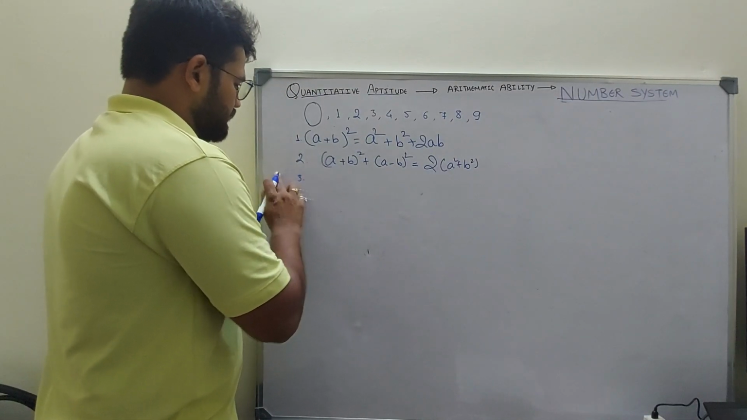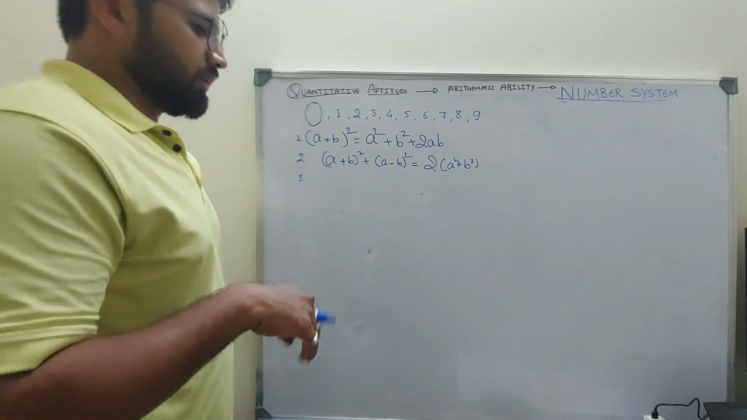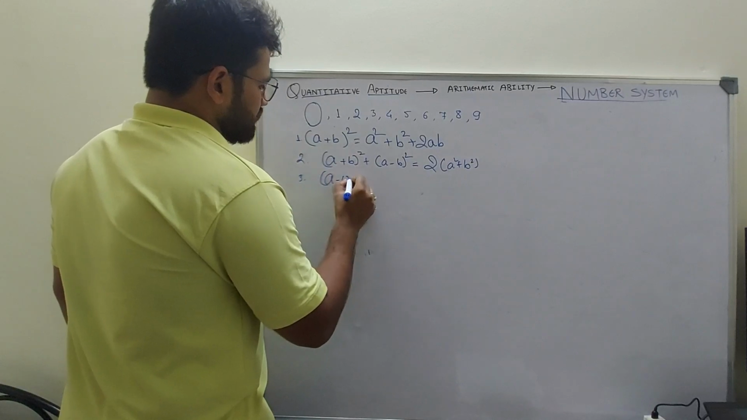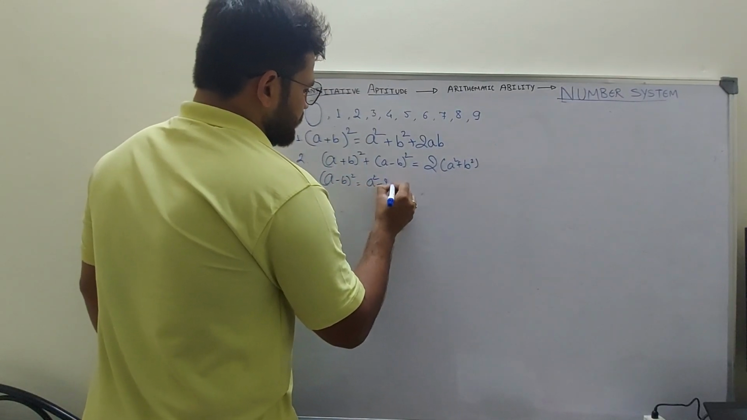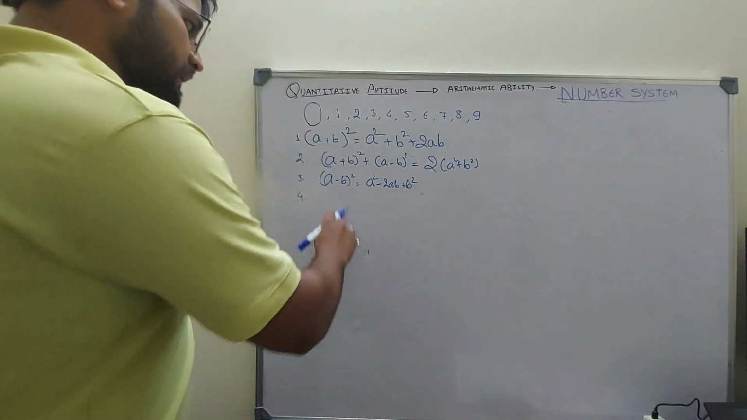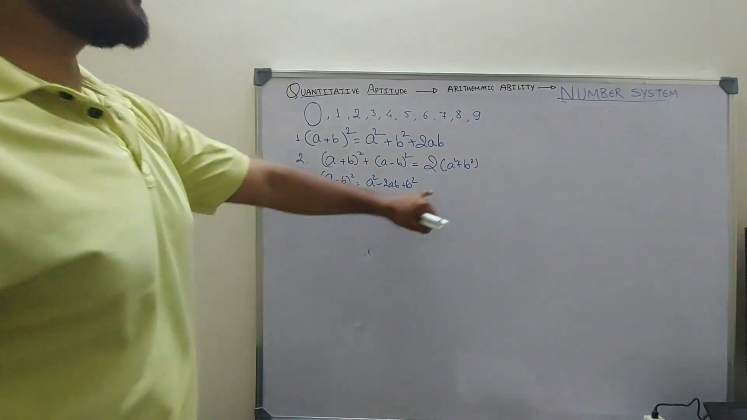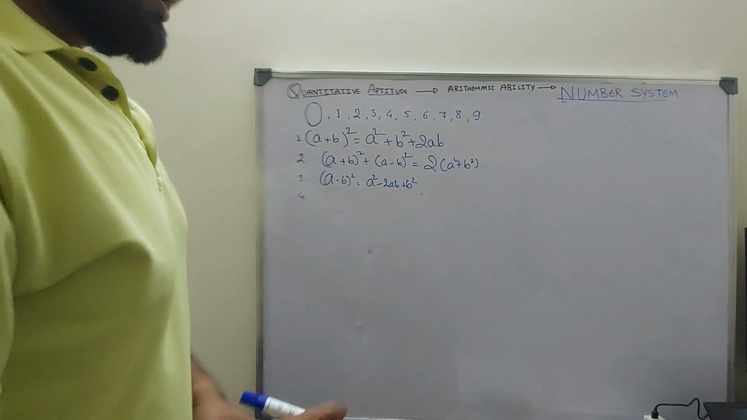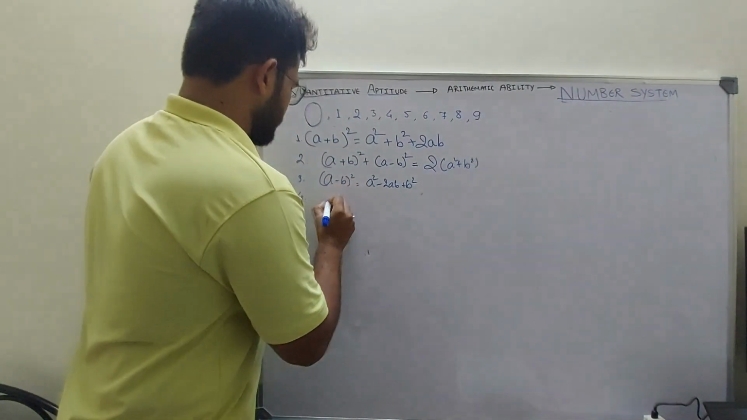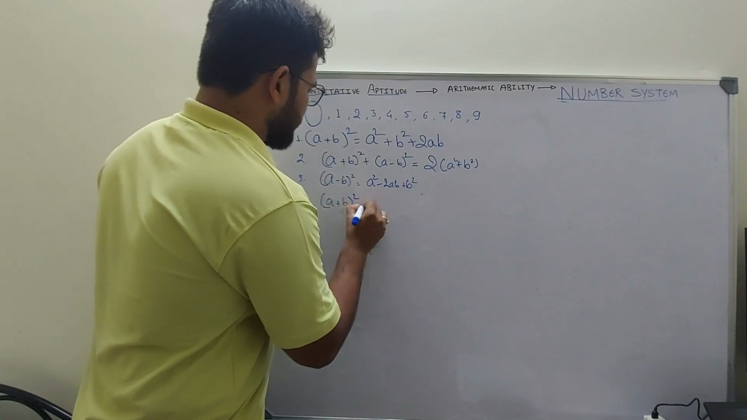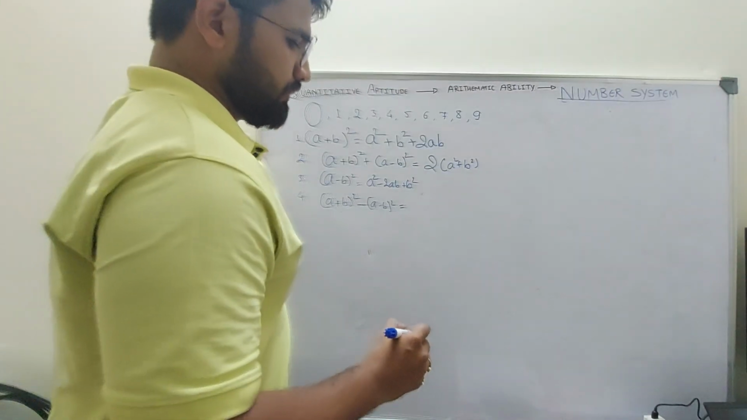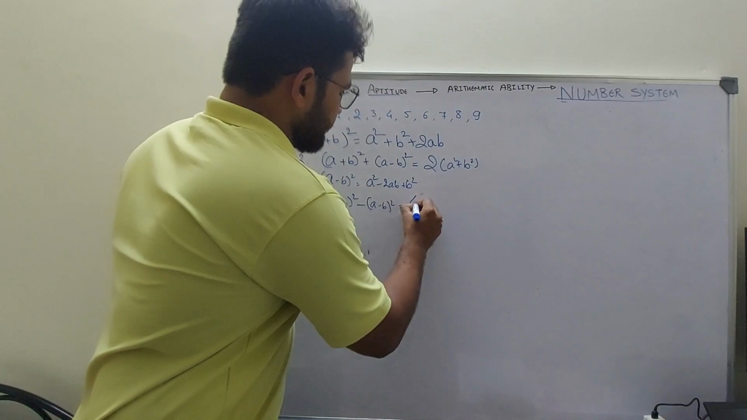Third. The third important formula is (a minus b) square is equal to a square minus 2ab plus b square. Using this and the first formula, you can get 2(a square plus b square). Let's move towards the fourth formula: (a plus b) square minus (a minus b) square. Just negative over here. Then it will give you 4ab.